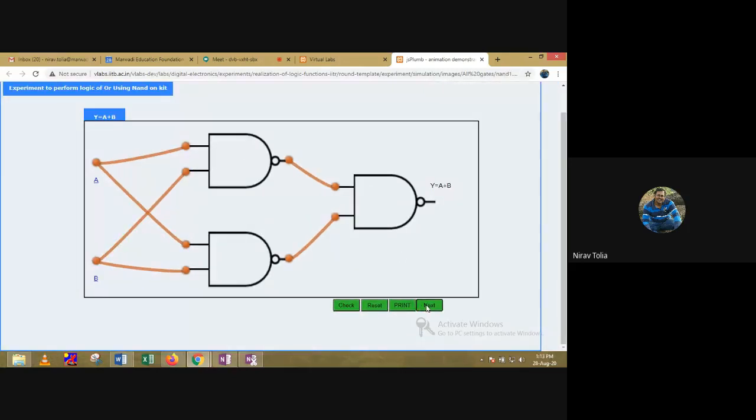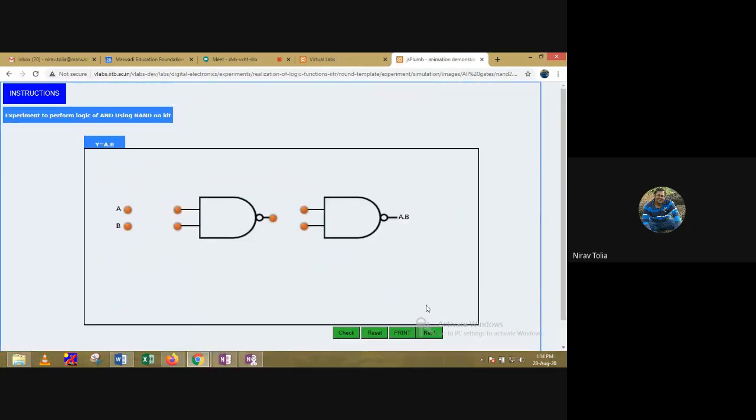Now move forward. The next is AND using NAND. So I am connecting A here, B I am connecting here. So click on check. Then again my connection is right. Okay.